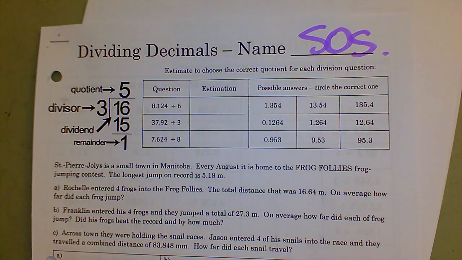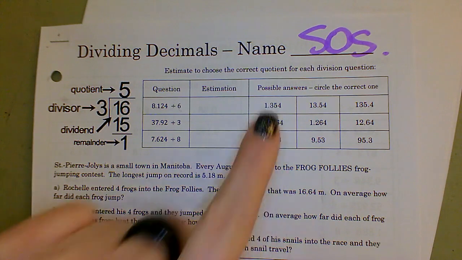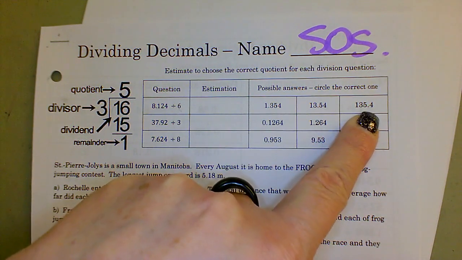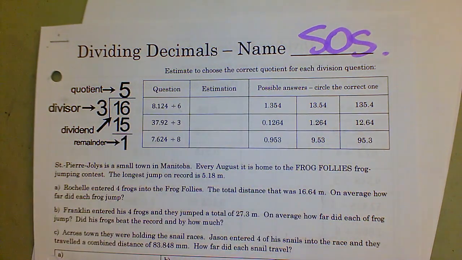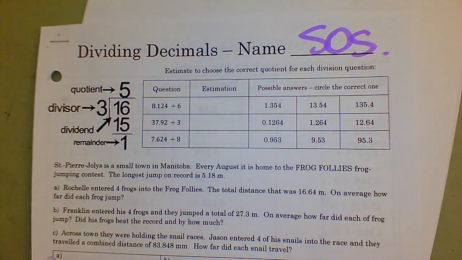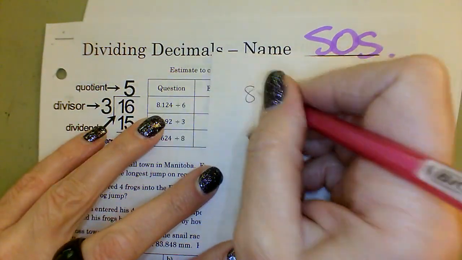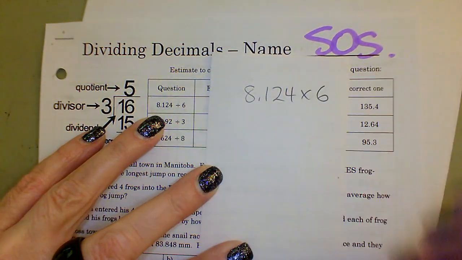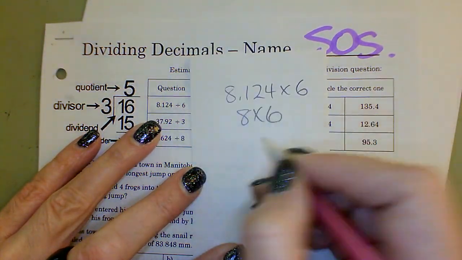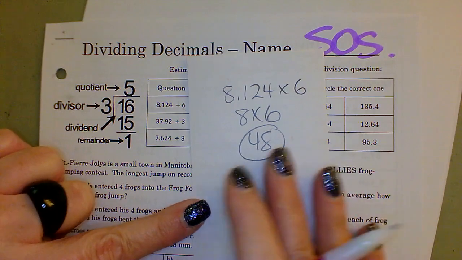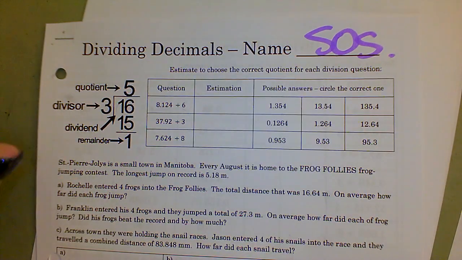All right? So the first thing we're going to do is to estimate to be able to circle the correct answer. So is the answer 1.354, 13.54, or 135.4? Again, with multiplying, we just kind of had to pick what the nearest one was, right? For example, if I had 8.124 times 6, I could just go 8 times 6 is 48. That was my estimation. But the problem with division is not everything divides evenly, right?